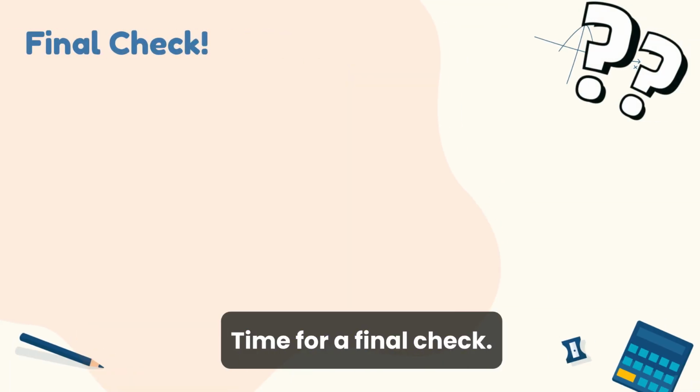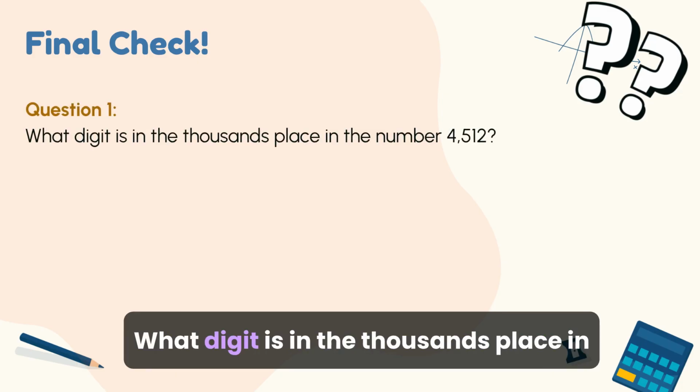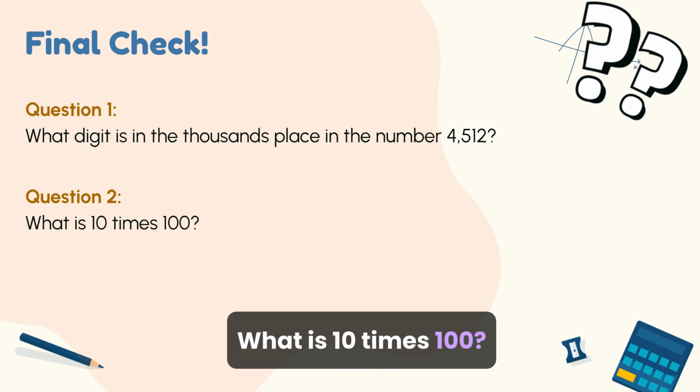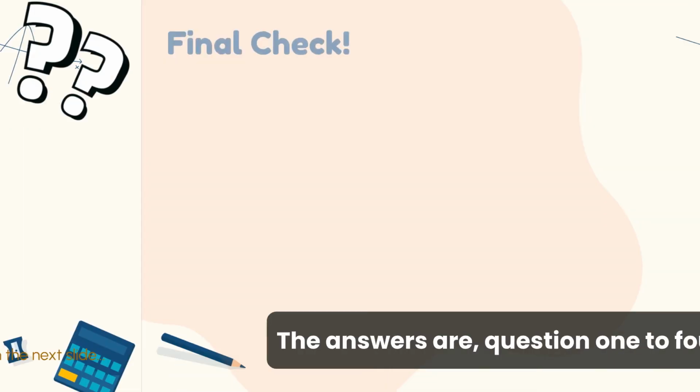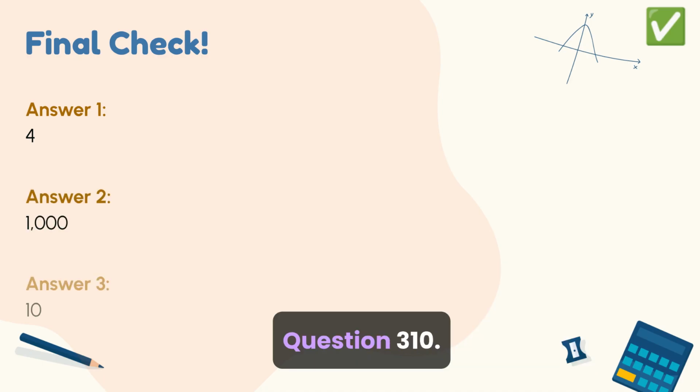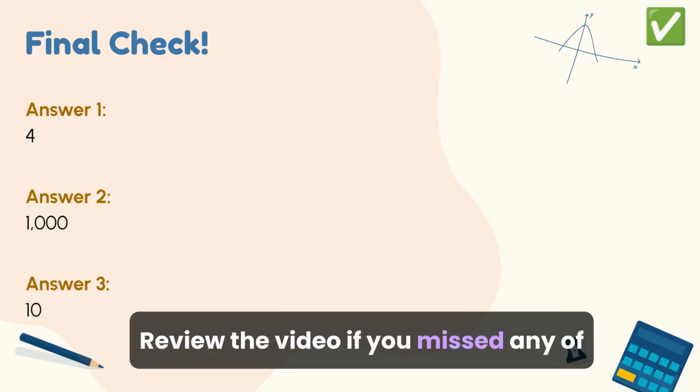Time for a final check. Answer these 3 questions. What digit is in the thousands place in 4,512? What is 10 times 100? How many ones are in a tens rod? The answers are: question 1, 4; question 2, 1,000; question 3, 10. Review the video if you missed any of these.